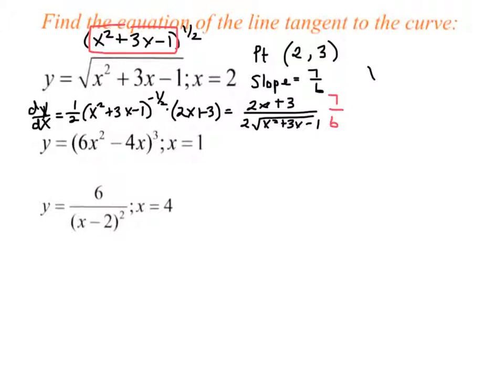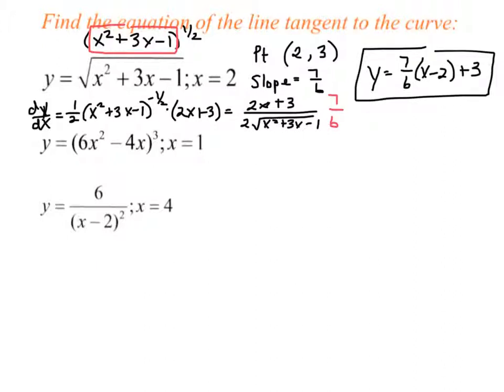So my tangent line is y equals the slope, times x minus the x coordinate, plus the y coordinate, and that's my tangent line. So the tangent line idea doesn't change at all. We still need a point, we still need a slope, but we can use some of our new rules to get the slope. Okay, so let's do another example.